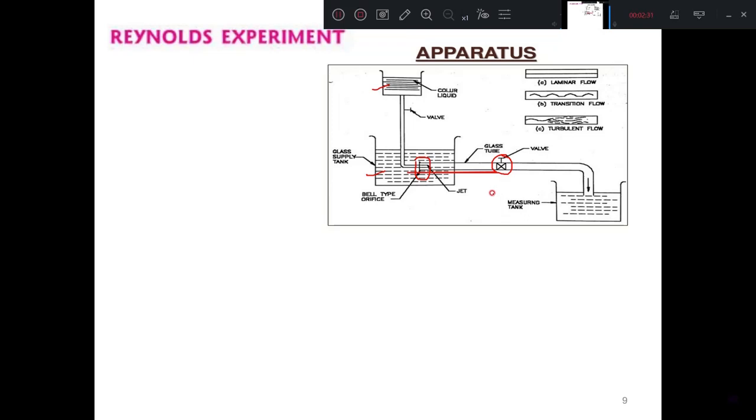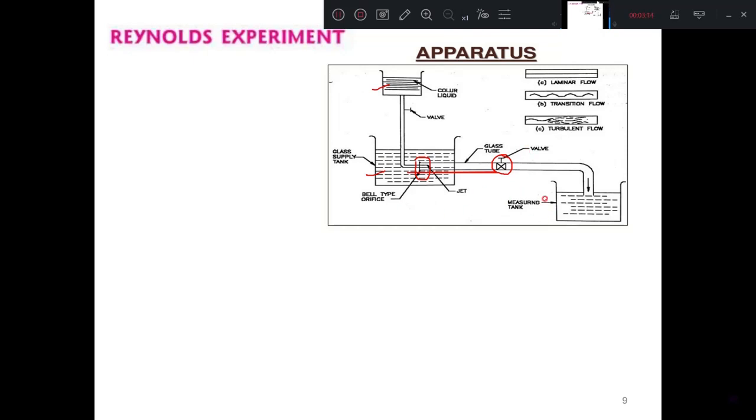Then the water from the tank was allowed to flow through the glass tube. The velocity of flow was varied by regulating the valve. A liquid dye, that is the colored water, having the same specific weight as that of water, was introduced into the glass tube, as shown in this figure. So the following observations were made by Reynolds.